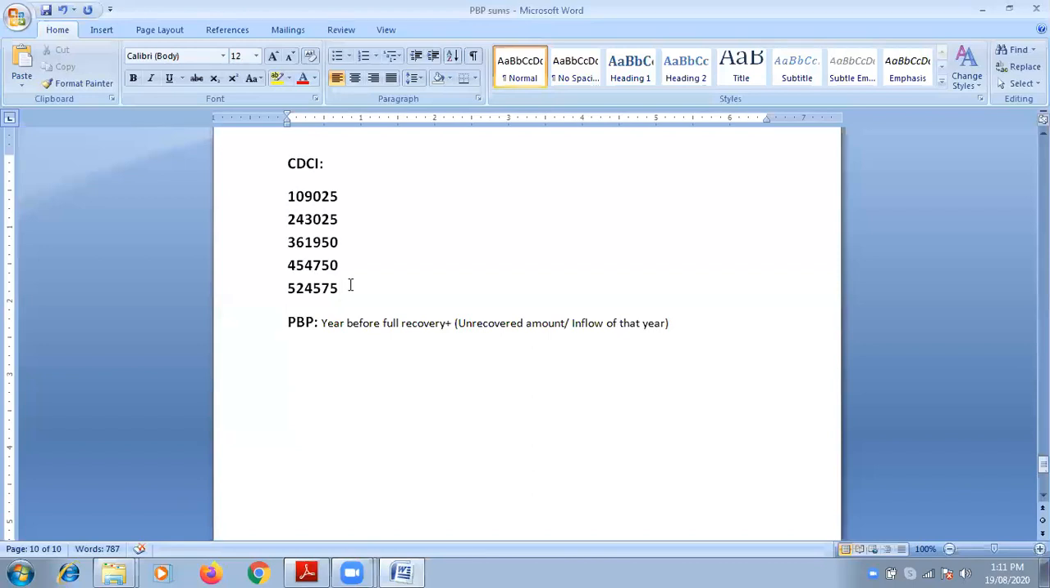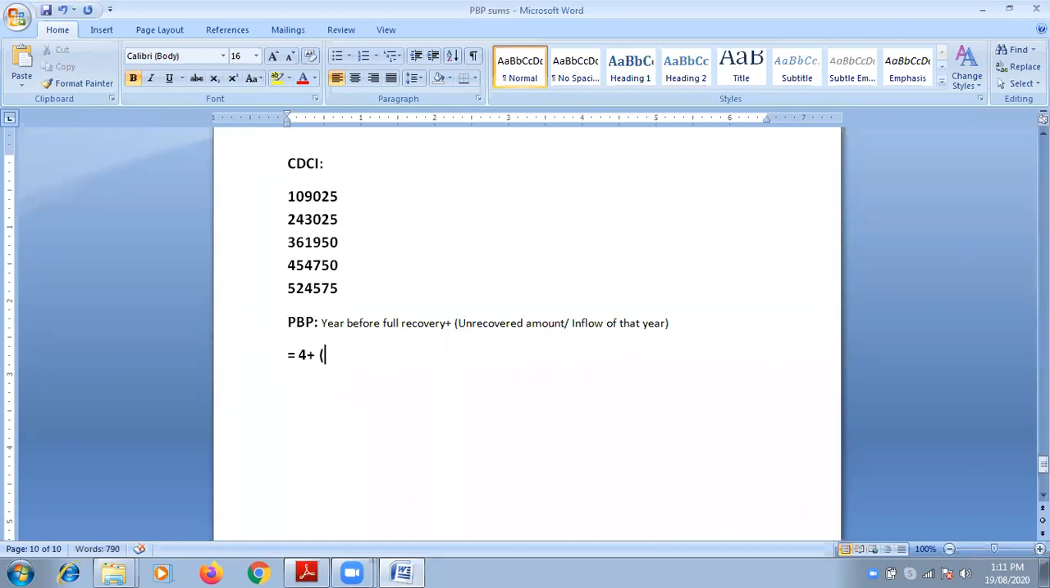But you don't want the fifth year. You want a year before full recovery. A year before the fifth year is the fourth year. Okay. Start the bracket. Year before full recovery plus unrecovered amount.